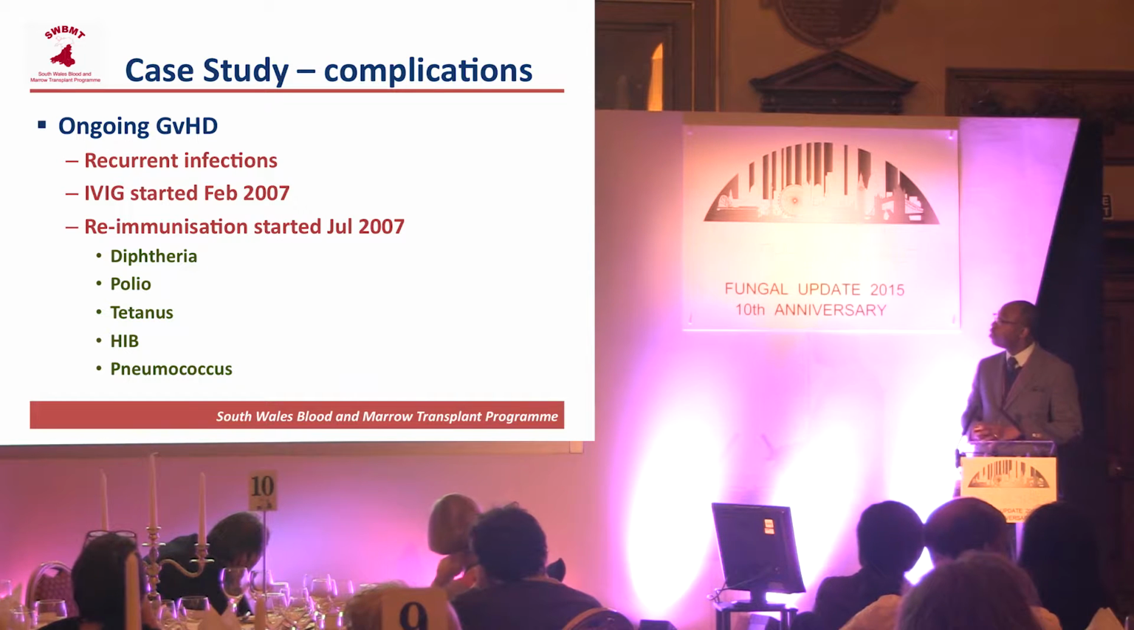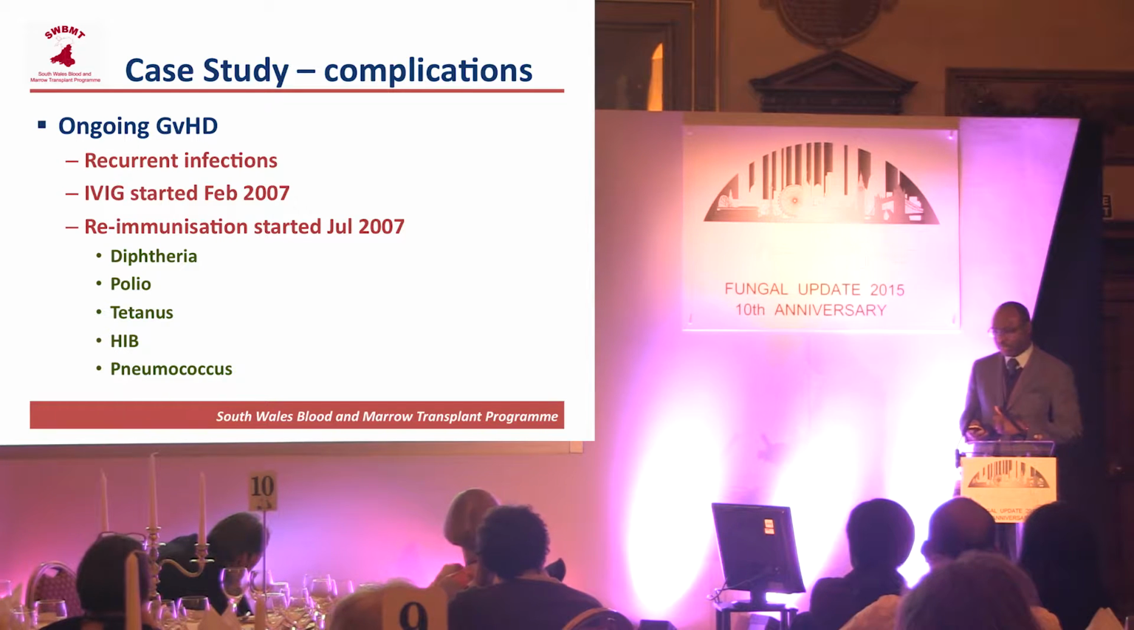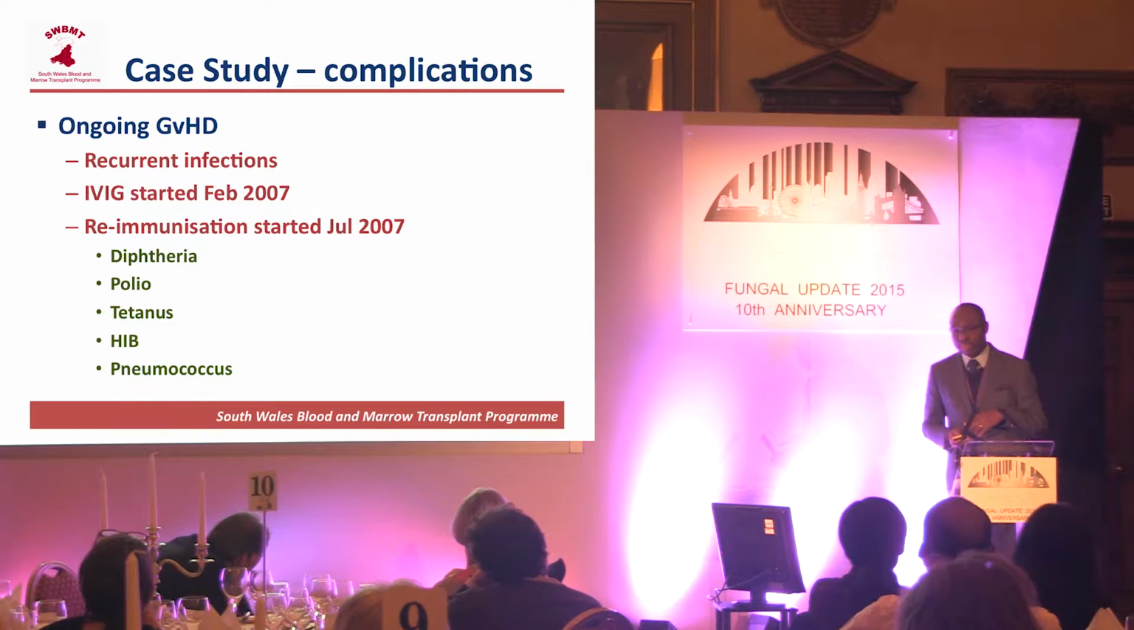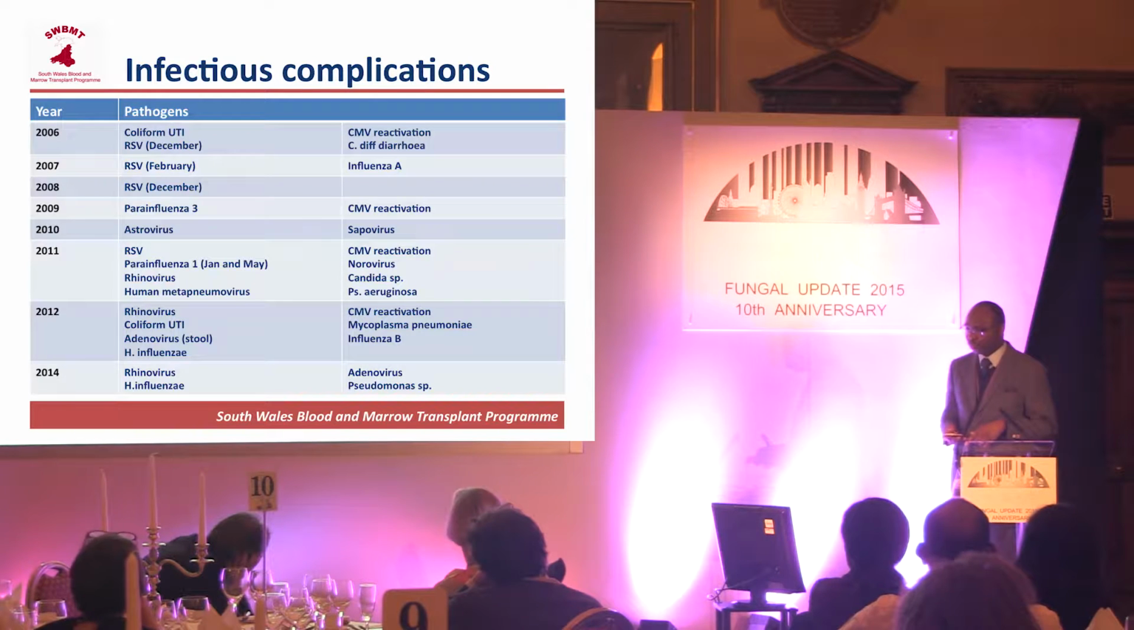We normally re-immunize at 1 year. We were a bit late in him, but we did it, and I realized that I forgot to put in pertussis as one of the things that we also immunize against. I don't think in 2007 we were immunizing against MEN-C, which we now do.